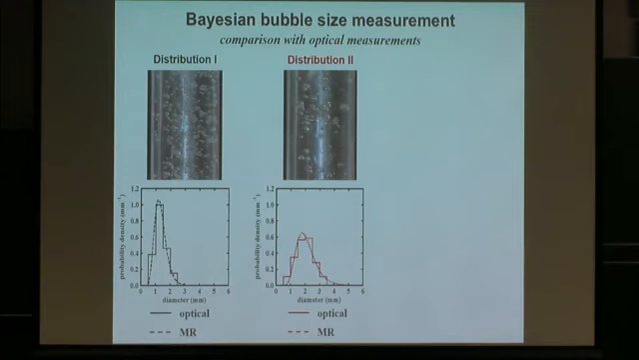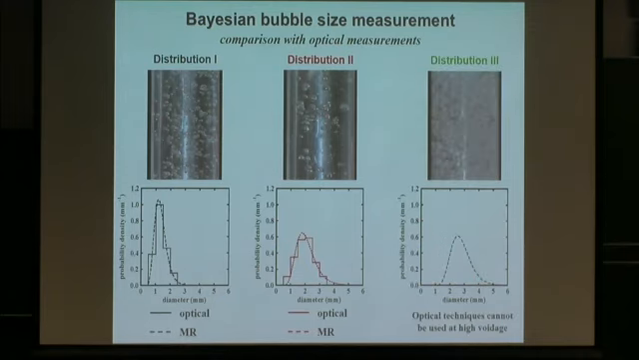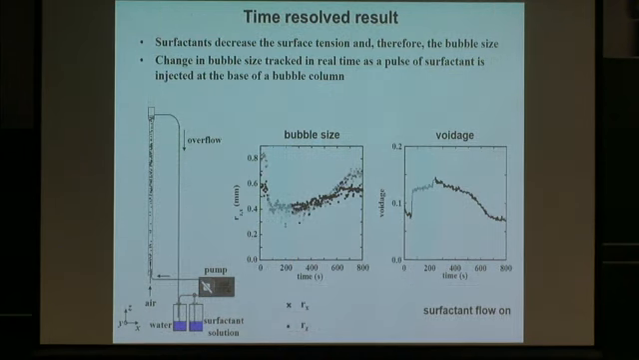As soon as you go to higher gas volume fractions, you can't do the optical technique anymore, but the Bayesian analysis of magnetic resonance, of course, works just as well. And just a final example of this in action is looking at, again, a bubbly flow going up, and what we're going to do is change the bubble size by injecting a surfactant. You inject a surfactant, you reduce the surface tension, the bubbles will get smaller.